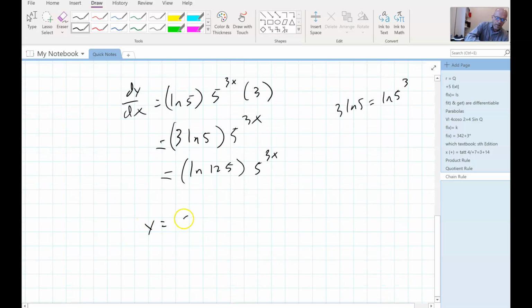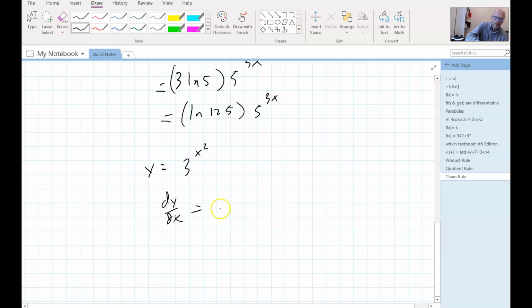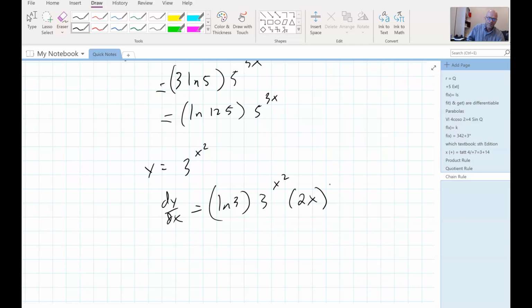What if we had like 3 to the x squared? Well, dy dx is going to be natural log of 3 times 3 to the x squared, because that's the derivative of 3 to the something. Then I have to multiply that by the derivative of x squared, which of course would just be 2x. And then multiply that by the derivative of x, which is just 1, because it would be dx over dx, just 1. Okay?